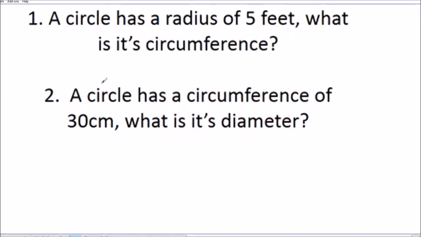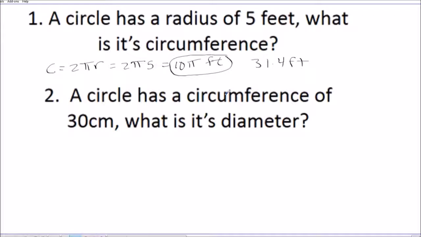Okay, so let's do a few examples. A circle has a radius of 5 feet. What's the circumference? Okay, we just said circumference is 2 times pi times r. So that would be 2 times pi times 5. And that would be 2 times 5 is 10. So 10 pi feet. Now, we have to decide if we're going to type pi in the calculator or not. And if you do, you get about 31.4 feet.